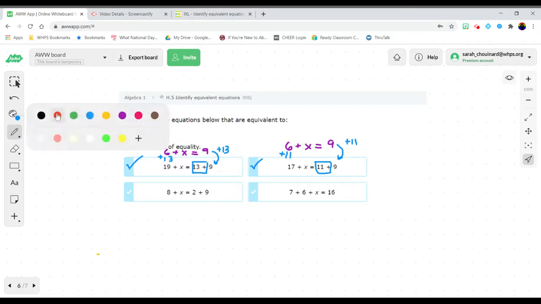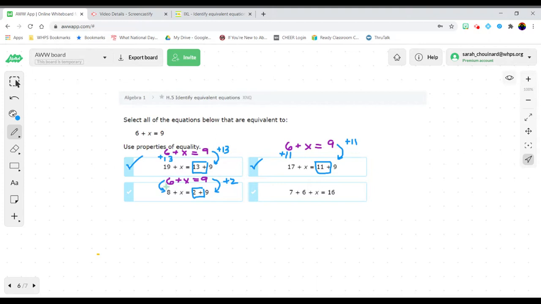Let's look at the next option. And because it's a select all that apply, we have to check every single one of these. So I was at 6 plus x equals 9. And then to get to the new option, a 2 was added on this side. So APO says I also have to add 2 on this side. 6 plus 2 is 8. That is equivalent.